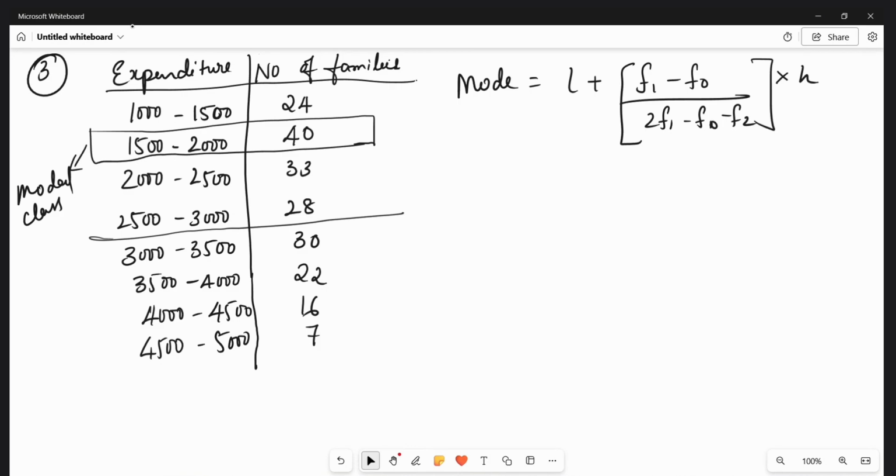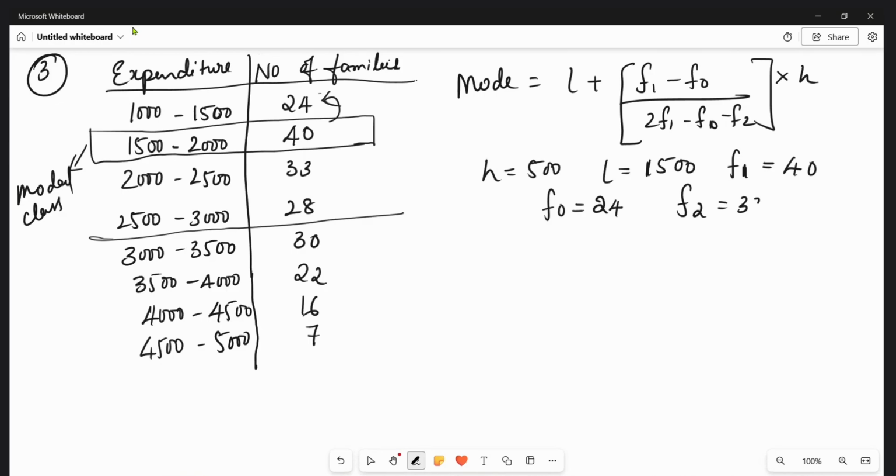Now tell me what is H here? What is H? 500. L? 1500. F1 40. F0? F0 is 24. This is earlier than that, no? 24. And F2 is 33. Substitute the values.